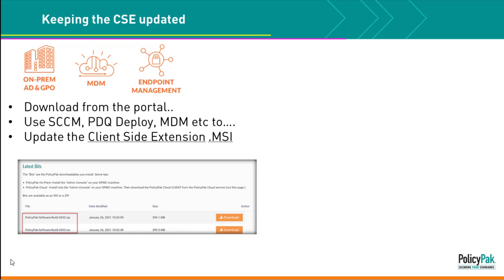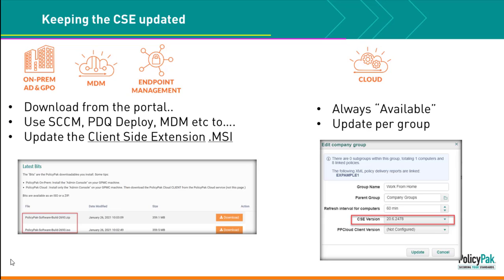When we have bug fixes and updates and new features, and you need to get that client-side extension updated and out there, what are you going to do? Download it from our portal, get it over to your software deployment, whatever it is, and send it out there. Well, how do we keep the CSE updated for PolicyPak Cloud? Well, it's always available. Whenever we publish a new version, it's always available.